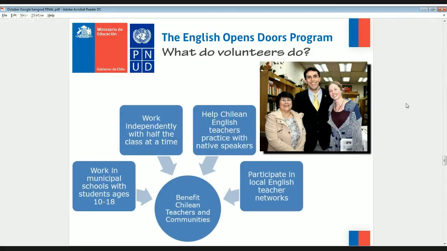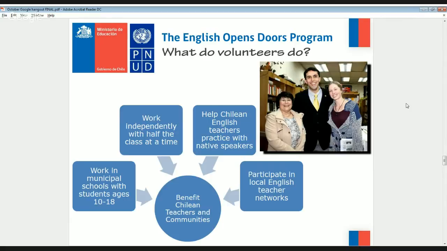You would be working in a municipal school with students ages 10 to 18, so 5th grade to 12th grade. And as I had said, you and your teacher would coordinate in that you would both be working with half of a class group at a time. So not only does this structure benefit you in your classroom, because you would be working with 20 students as opposed to 40, which will really help you create truly engaging classes.